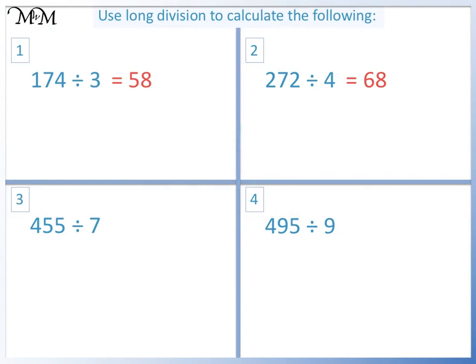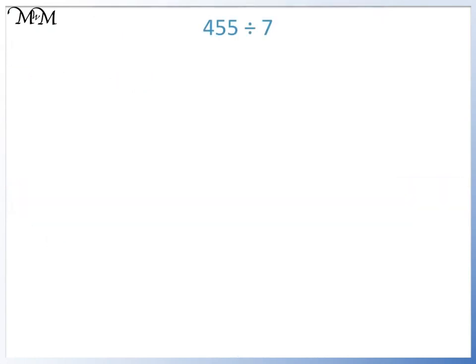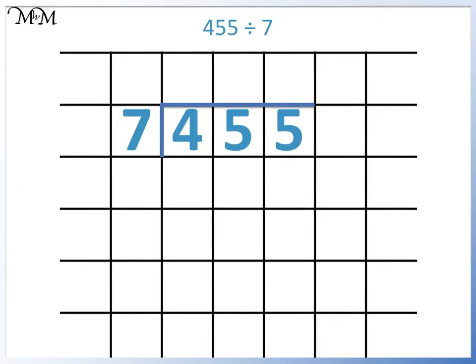Question 3. 455 divided by 7. 7 divides into 4 0 times, so we see how many times 7 divides into 45. From our times tables, we know that 7 times 6 equals 42, which is less than 45. And 7 times 7 equals 49, which is greater than 45. So 7 divides into 45 6 times, with a number left over.